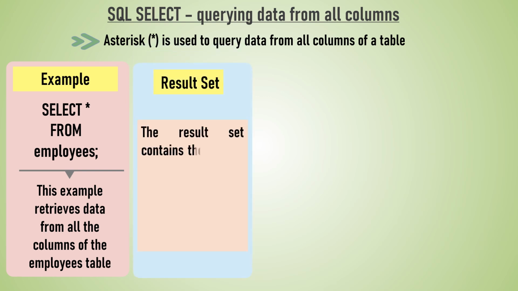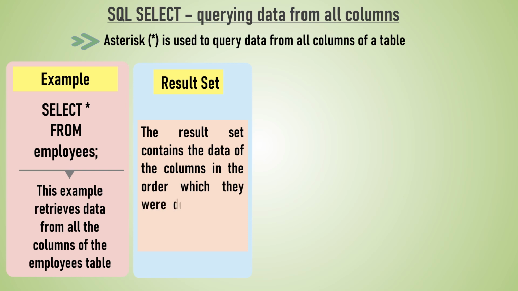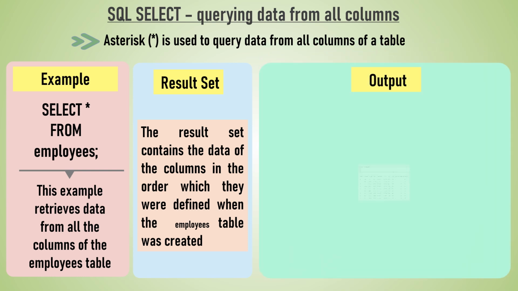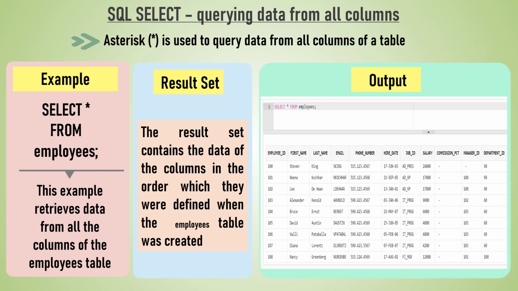Result set. The result set contains the data of the columns in the order in which they were defined when the employees table was created. Output. This SQL statement, when executed in SQL Worksheet, will display all the data from the employees table.